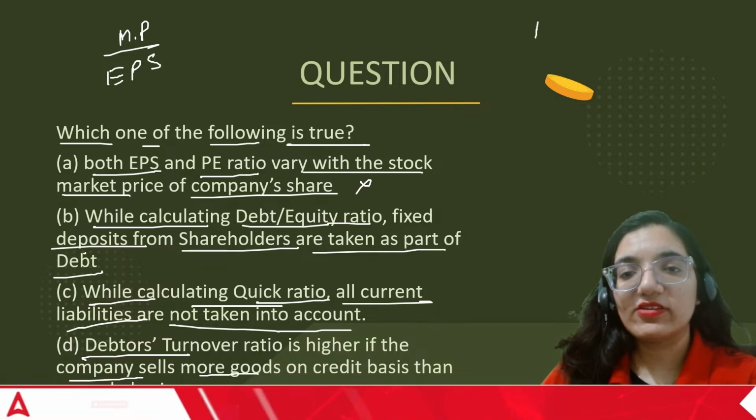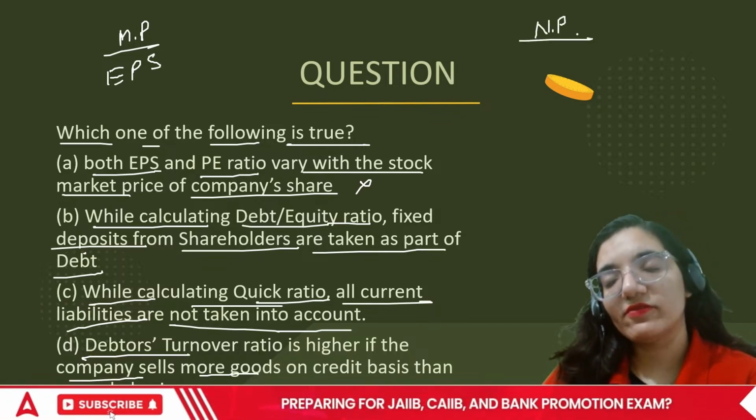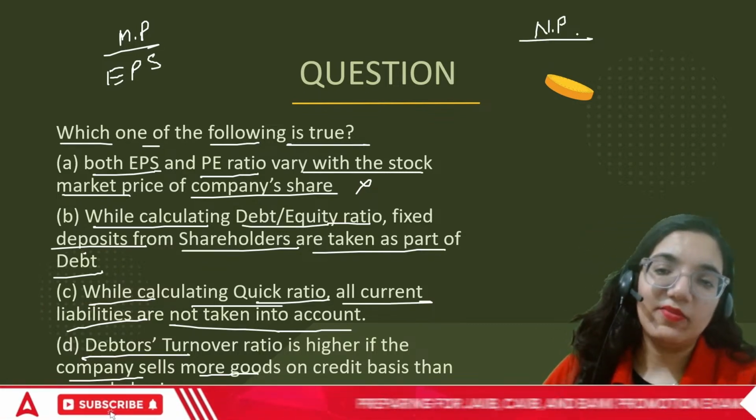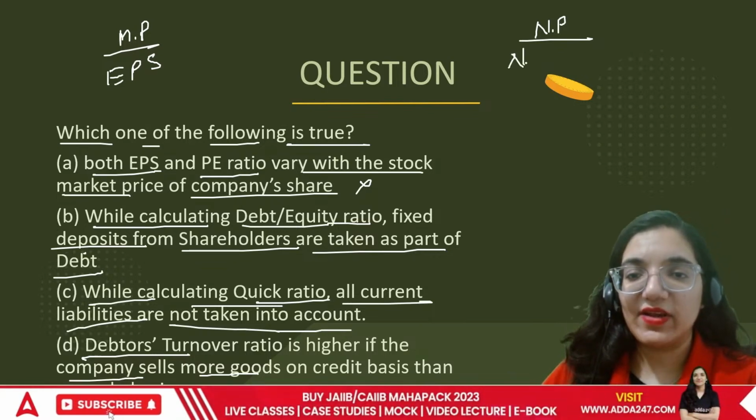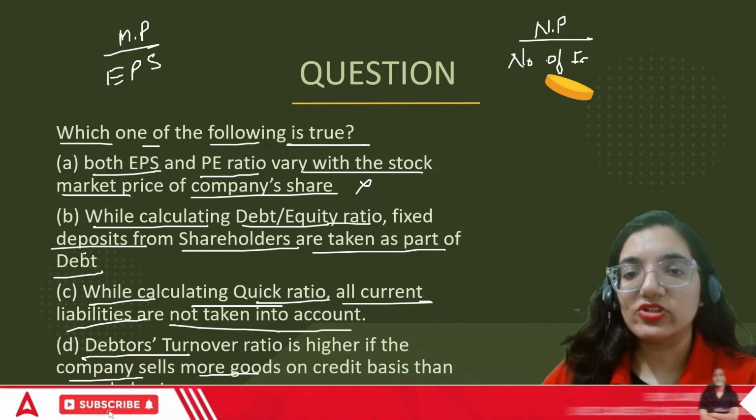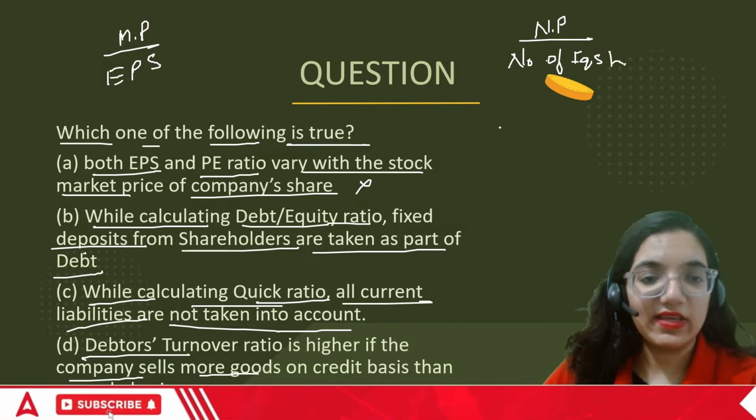Earning per share is related to the net profit after payments of debenture holders and preference shares, whatever is left, divided by the number of equity shares. So in this case, we are not doing anything else.